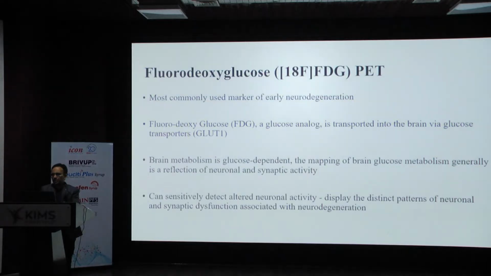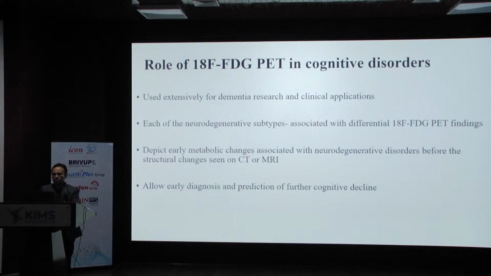Now, coming to FDG PET, it's one of the most commonly used markers of early neurodegeneration, and the tracer that we use is fluorodeoxyglucose. It's a glucose analog. It's transported in the brain via glucose transporters, and brain metabolism is glucose dependent. The mapping of brain glucose metabolism generally is a reflection of neuronal synaptic activity. Overall, this sensitively detects the altered neural connectivity in the brain, and this is associated with neurodegeneration. And it's used extensively in research, both for dementia and for other movement disorders as well.